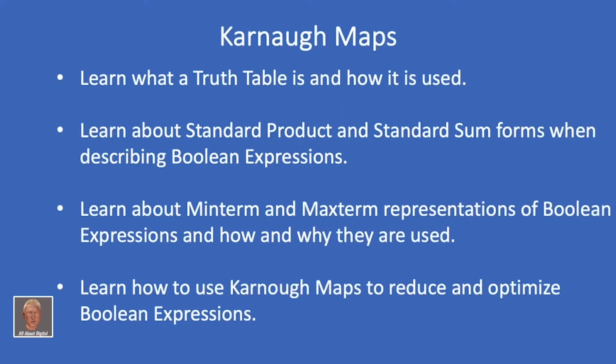This is Chapter 3, Part 1, Karnaugh maps. In this video, we're going to learn what a truth table is and how it's used. We're going to learn about standard product and standard sum forms when describing Boolean expressions. We're going to learn about min-term and max-term representations of Boolean expressions and how and why they're used. And we're going to learn how to use Karnaugh maps to reduce and optimize Boolean expressions.